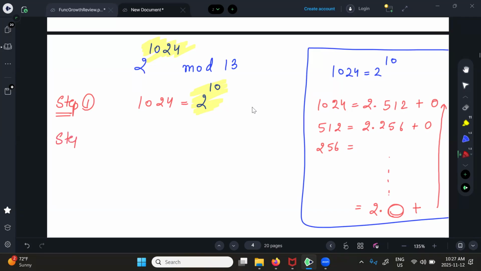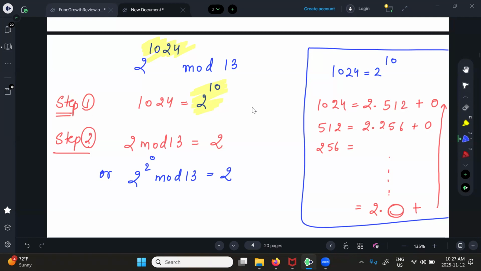The next thing you do is start looking for remainder patterns. That's step 2: look for patterns. What is 2 mod 13? Just 2, right? How can I rewrite it? You don't have to do this in the exam, but I just want to make sure you understand how we are squaring it. I could say 2 to the power 2 to the power 0 mod 13 equals 2, right?